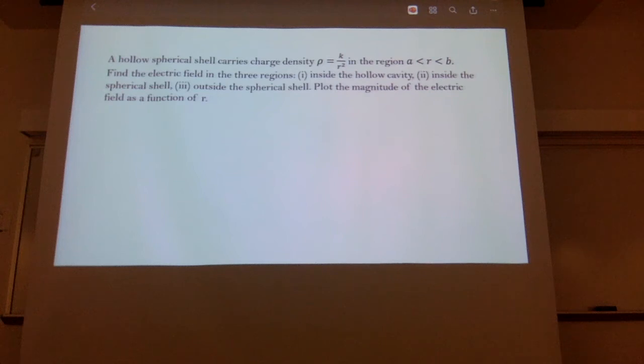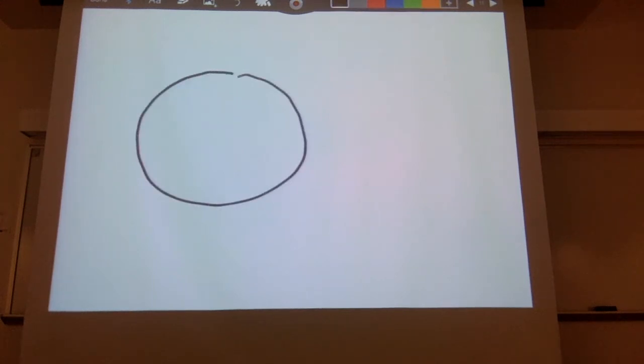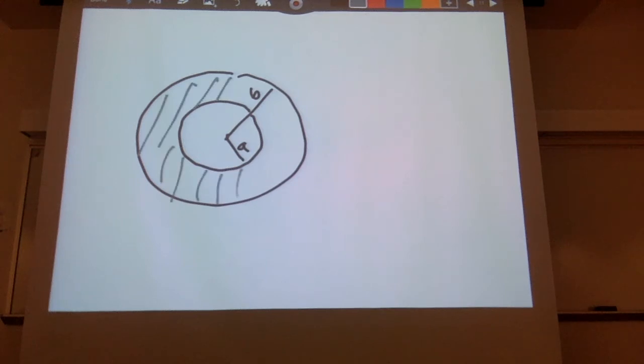So let's kind of draw what's happening. So here's my spherical shell. So here is the outer radius of B. Here is the inner radius of A, where between A and B is the actual object itself, which has a non-uniform charge density, rho, which is equal to K divided by r squared.